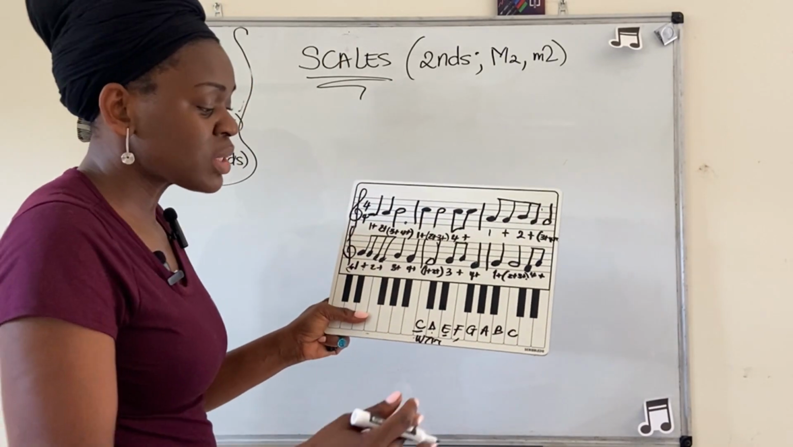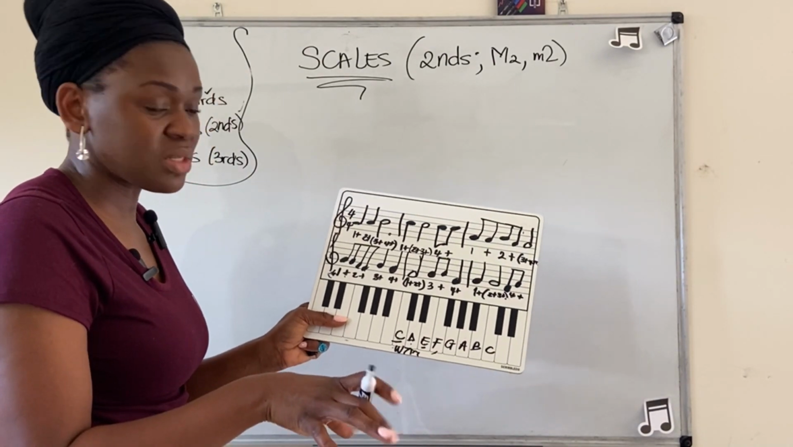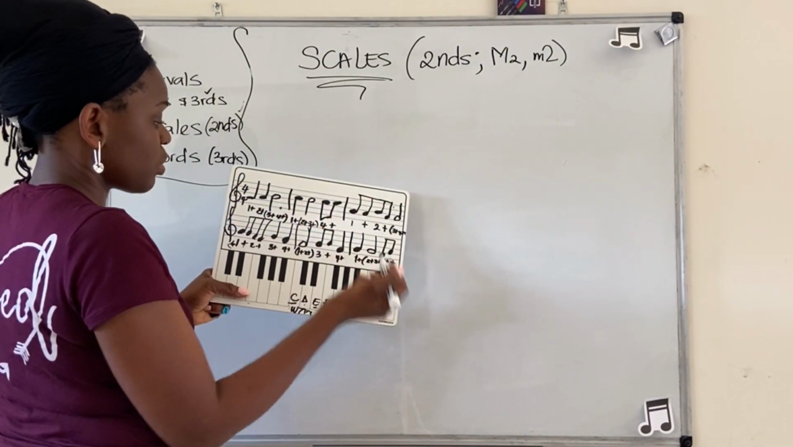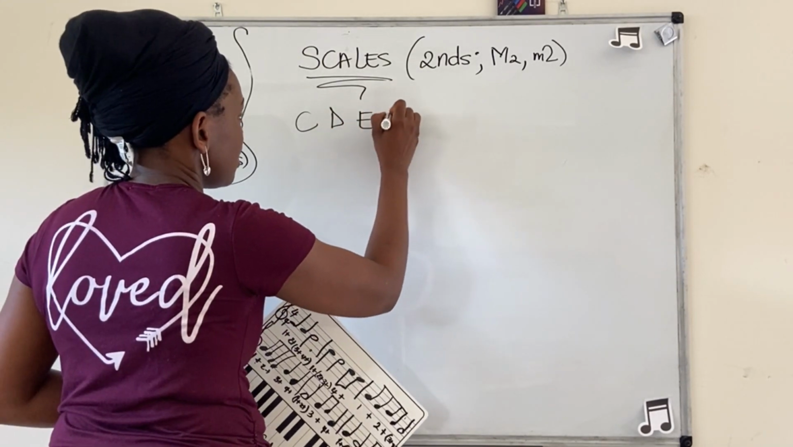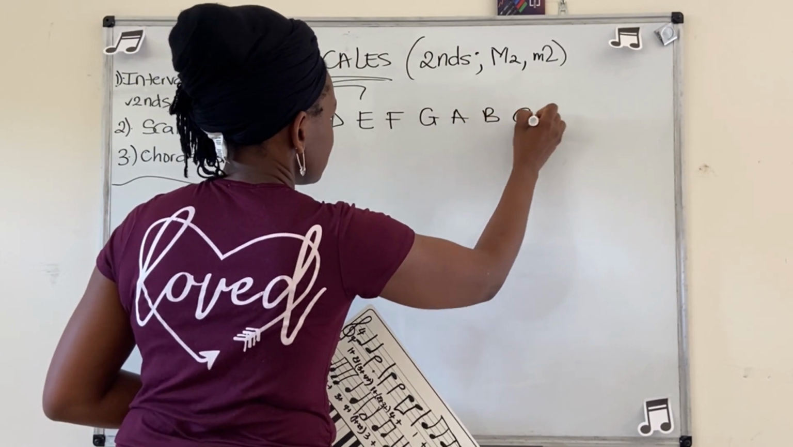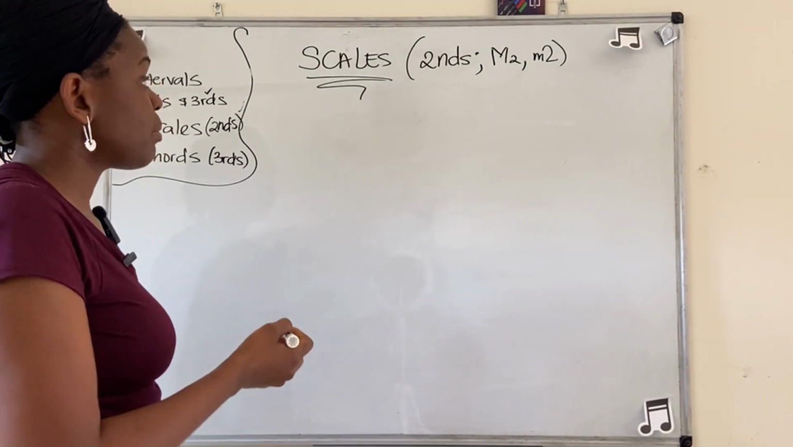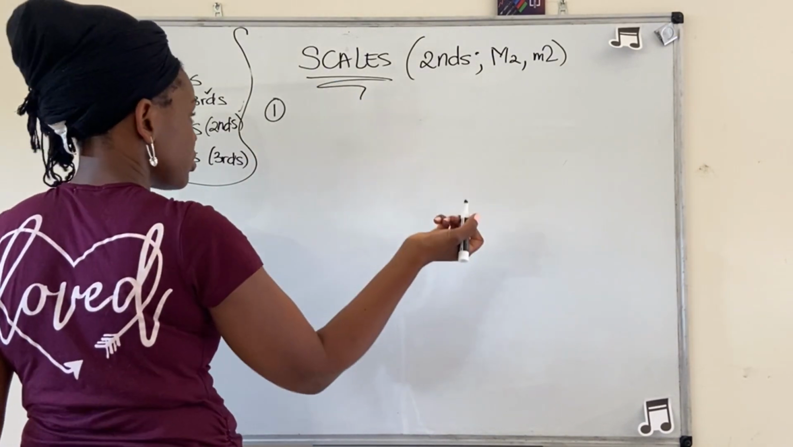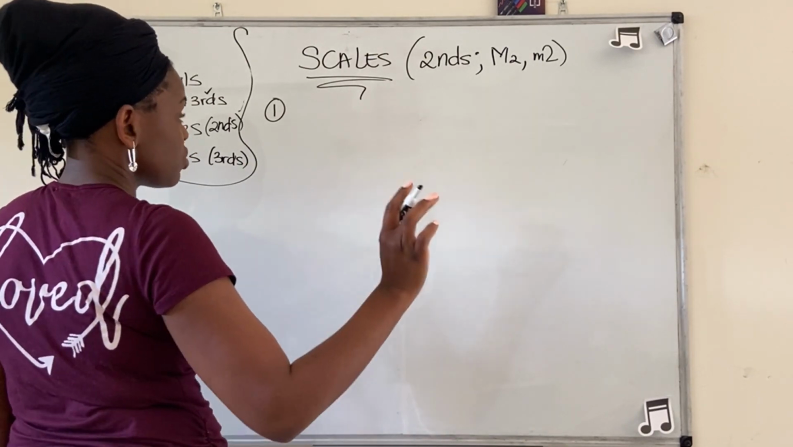So we need to understand how these scales are formed, so that even when we are playing, when we see the scale, we'll be able to understand and hear it. In our C scale, for instance, we have C, D, E, F, G, A, B, C. We'll be talking about the major scale today. We also have the minor scale and the chromatic scale, but we will just be talking about major scales today.